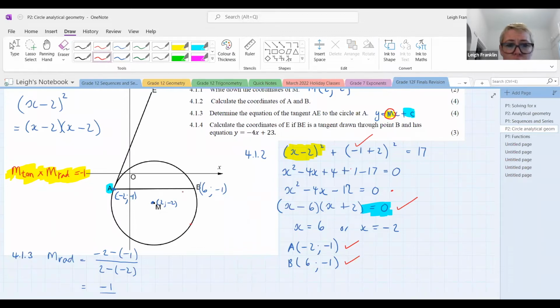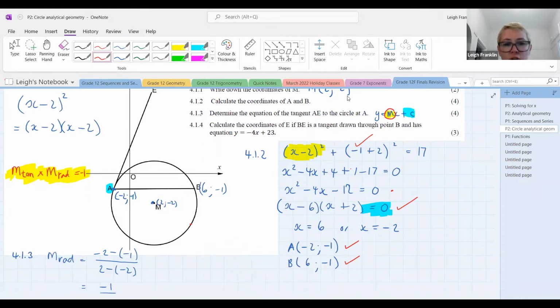So I can't use the gradient of AB. No. Because AB is not a diameter. It's just a chord. It doesn't go through the center of the circle. So AB is not perpendicular to AE. Does that make sense, Ntokozo?